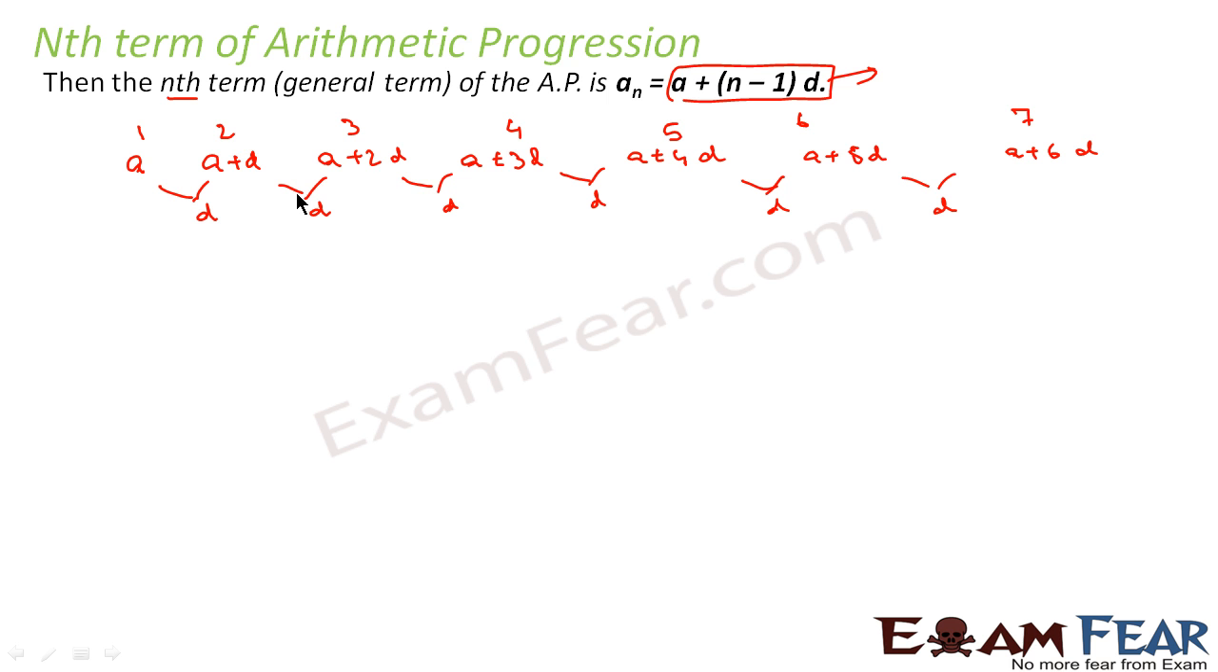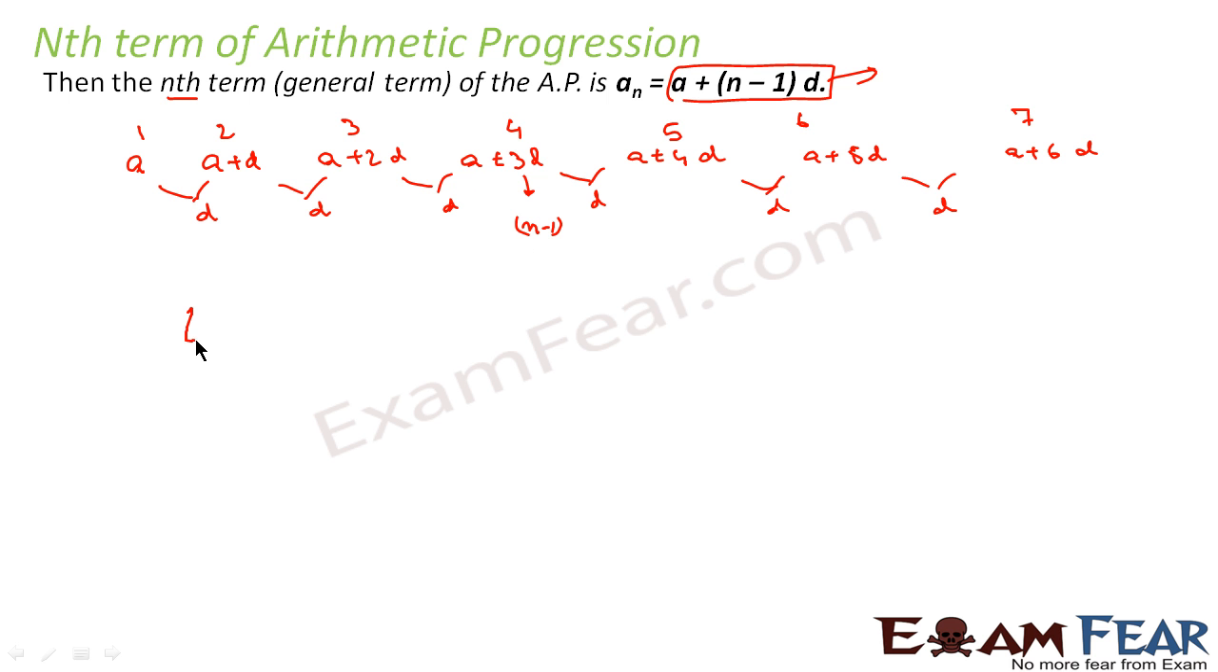So if you observe clearly, when n is equal to 2, this is d. So that means this is n minus 1, 2 minus 1. This 2 is 3 minus 1, correct? This 3 is equal to 4 minus 1. This 4 is equal to 5 minus 1. This 5 is equal to 6 minus 1. 6 is equal to 7 minus 1. So you observe that this multiplier is always n minus 1.